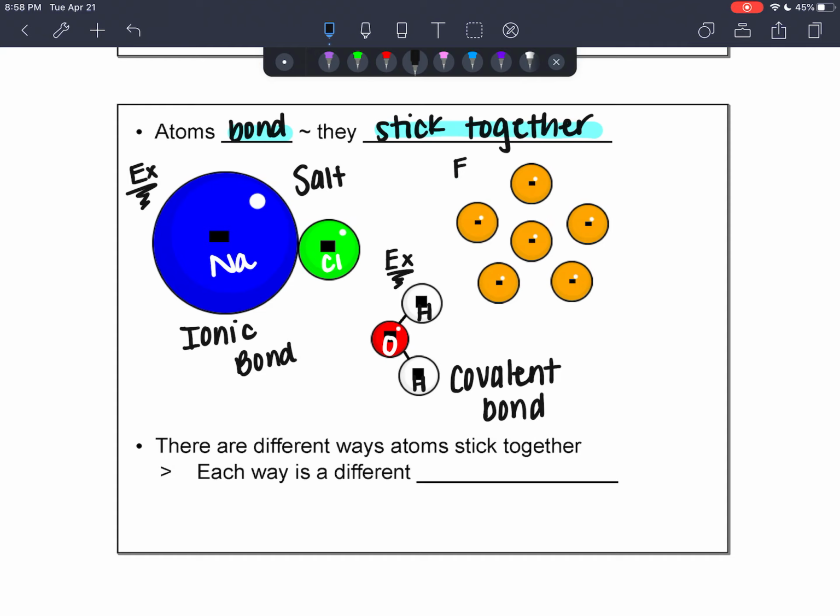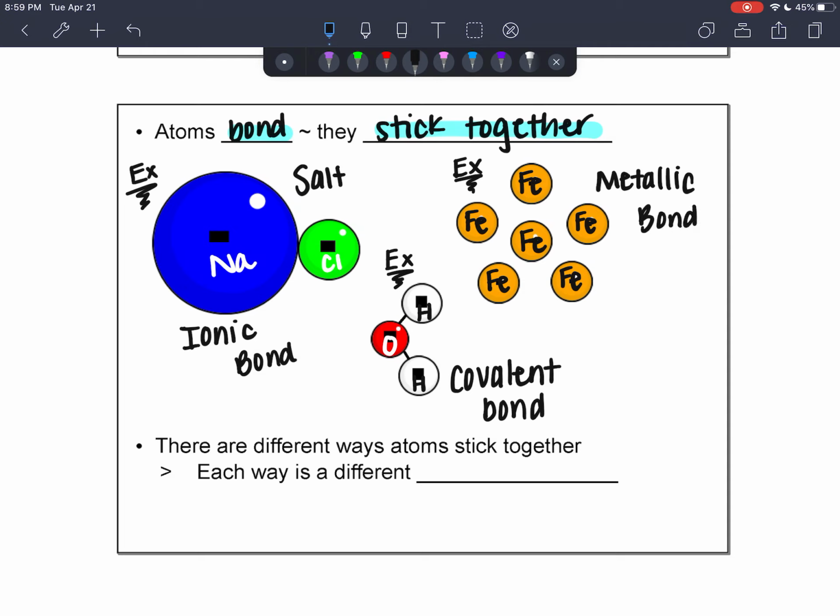And then the last example I've got with these orange atoms right here. All of these orange atoms are the element iron. Fe, Fe, Fe. So iron is a metal. What occurs between a bunch of iron atoms is called metallic bonding.